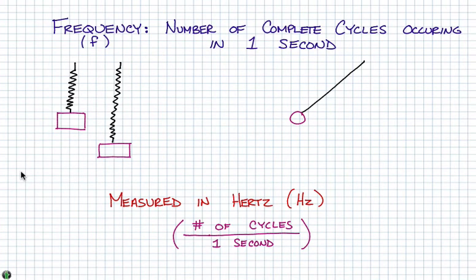So instead of measuring the time, instead of measuring 1 second, I'm going to count how many complete cycles occur within 1 second. So in the example of a mass spring system, my question in terms of frequency would be, in a given time of 1 second, how many complete up and down cycles would have occurred. Similarly with a pendulum, if I have a stopwatch and I can measure 1 second of time, in that 1 second, how many complete cycles would this pendulum have completed?